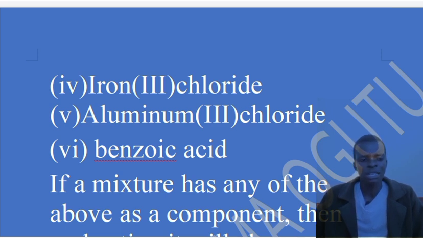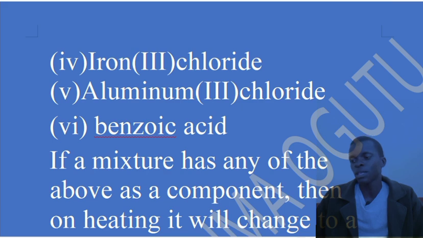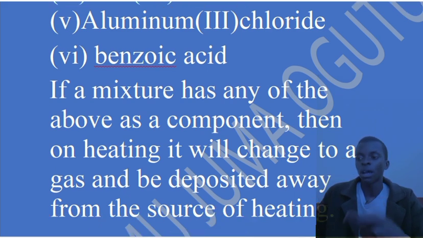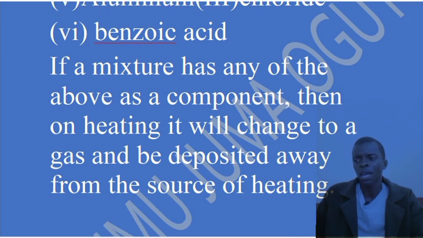So if a mixture has any of the above as a component, then on heating it will change to a gas and be deposited away from the source of heating. So a mixture that contains one of these common substances will help us to separate it easily, because we just provide heat and it will sublime.